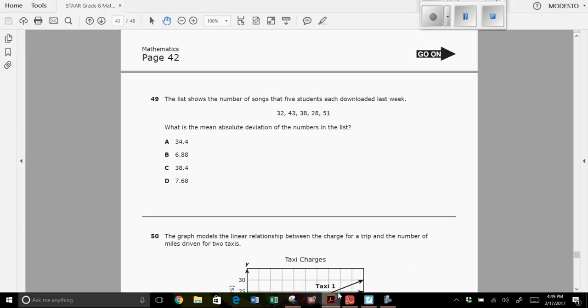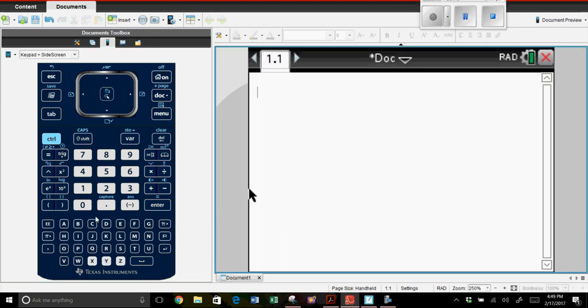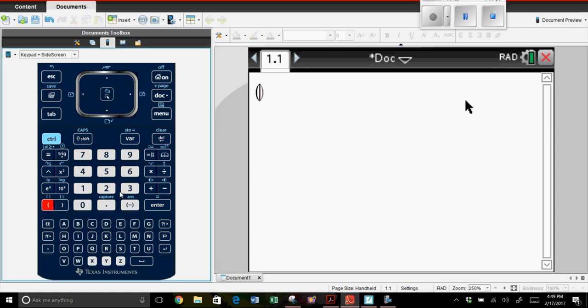We want the regular calculator. Here, I'll just do it all in one long line the way I showed it to you. I'm going to do the parentheses, and we're going to add up our numbers. So 32 plus 43 plus 38 plus 28 plus 51. Let me just double check my numbers: 32, 43, 38, 28, 51. Perfect. Now I'm going to add up those numbers, get my answer, and then divide that answer by 5.